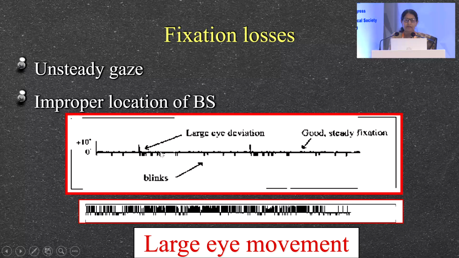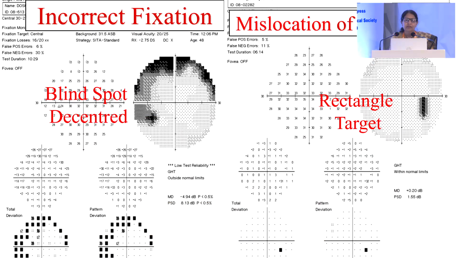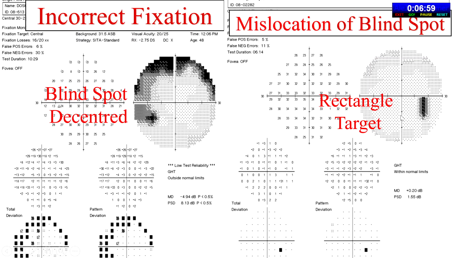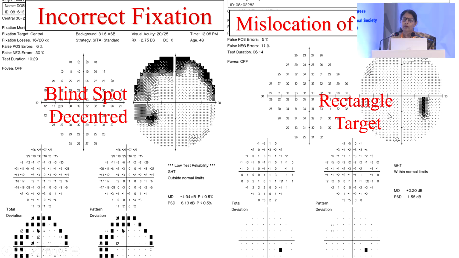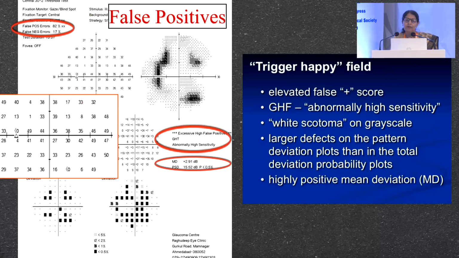So here I have shown if there is a large eye deviation, an upward spike comes. If there are small blinks, there are inverted small spikes. So this is a very good steady fixation. If large eye movements are there, you have to repeat the fields and re-counsel the patient. Sometimes the patient is fixating at a wrong place. So here the blind spot is located inferiorly, and here the patient is fixating at the rectangular target or at the bottom, which would be used in a patient with macular pathology. So these are the fields which require repetition.